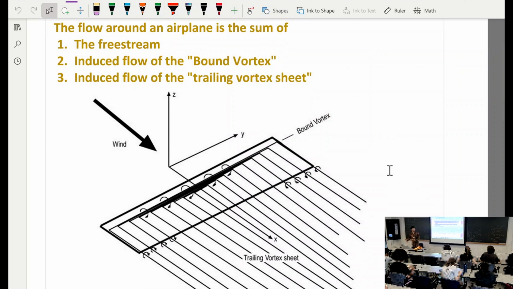If I have no wake, I have no lift. I'm not transferring any momentum. But if I create a lift, I'm creating a wake, and there is kinetic energy in the wake. Energy is conserved, so the airplane has to spend some power. That's induced power, induced drag.